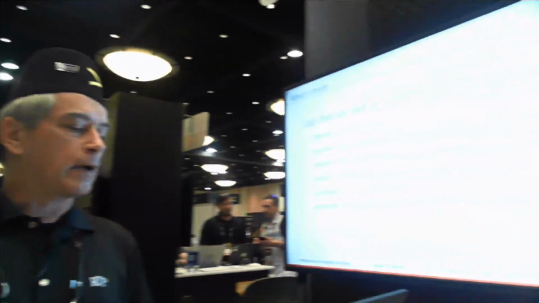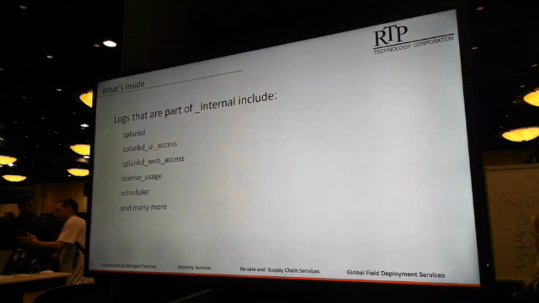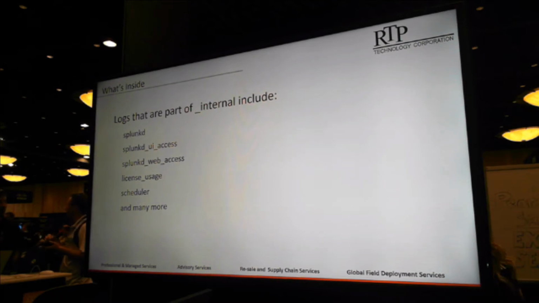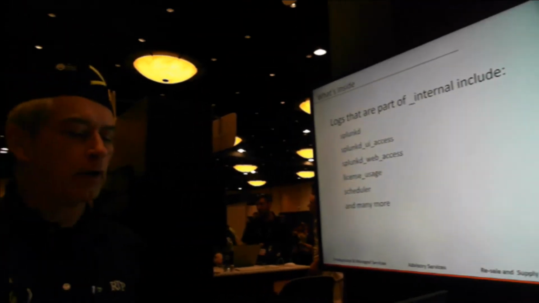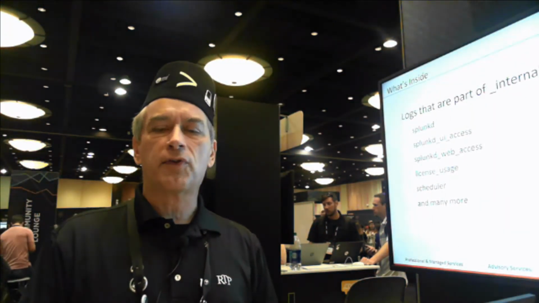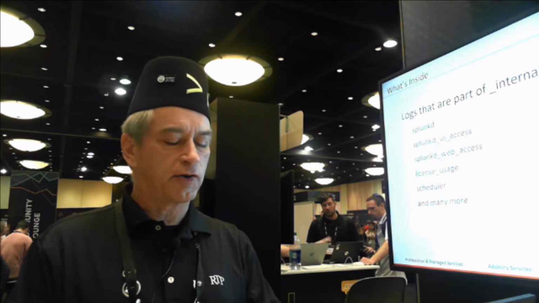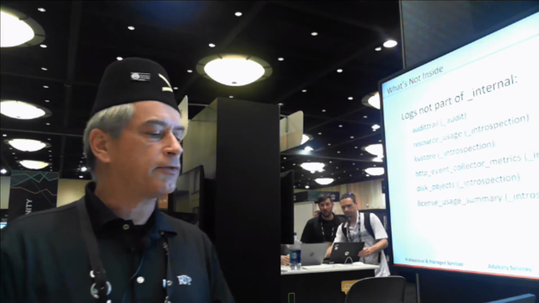So what's inside internal? It's most of what you see in the Splunk logs directory if you have access to the file system. For example, splunkd, splunkd UI access and web access. There's the license usage log, as well as a scheduler and several other logs. Just about anything that goes to SPLUNK_HOME/var/log/splunk is in underscore internal, with a couple exceptions.